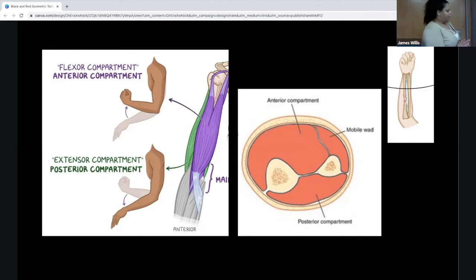And your dorsal compartment is more high risk than your volar, which is important for supracondylar fractures in pediatrics and distal radius fractures.